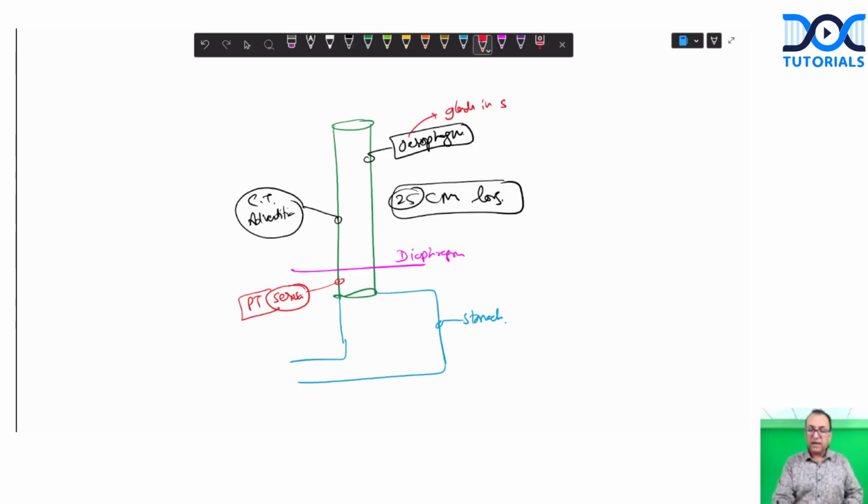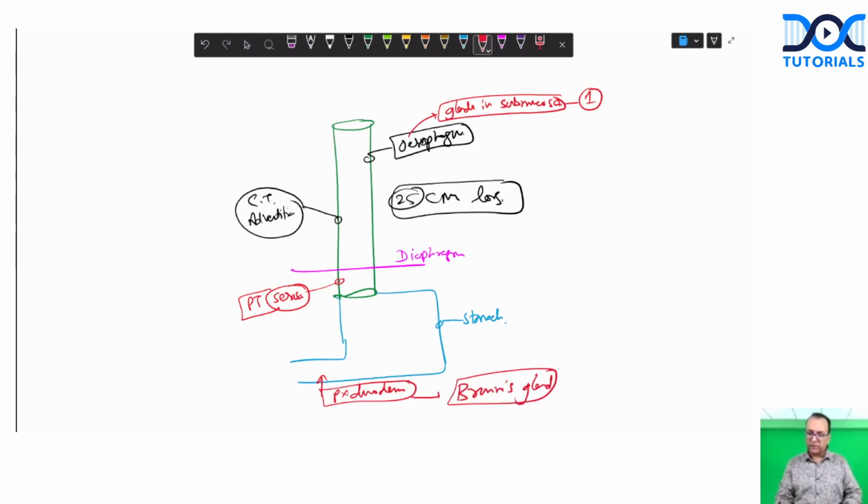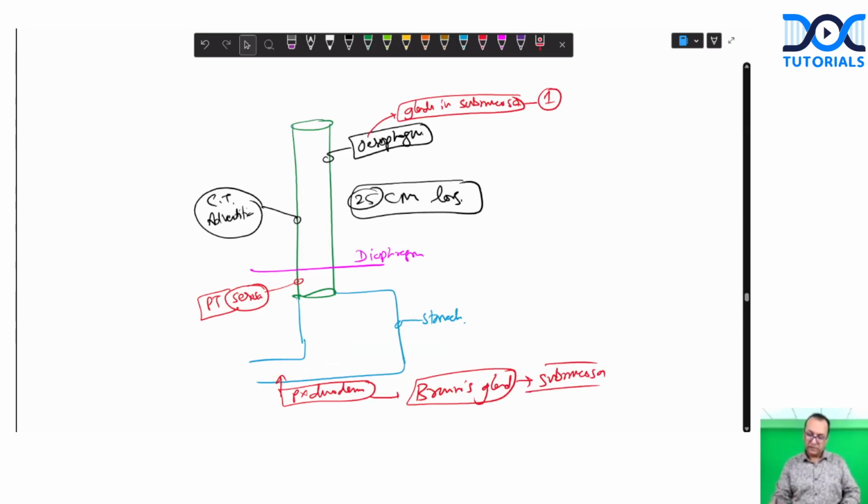Number two, if you look at the esophagus, one special feature is that it has glands in the submucosa. And glands in the submucosa are a rarity. You don't find them. Only two places. One is this, the other is the proximal duodenum. In the proximal duodenum, you have Brunner's glands, and those Brunner's glands are again submucosal glands. Otherwise, glands are in the mucosa, not in the submucosa. I'll repeat. This is number two.